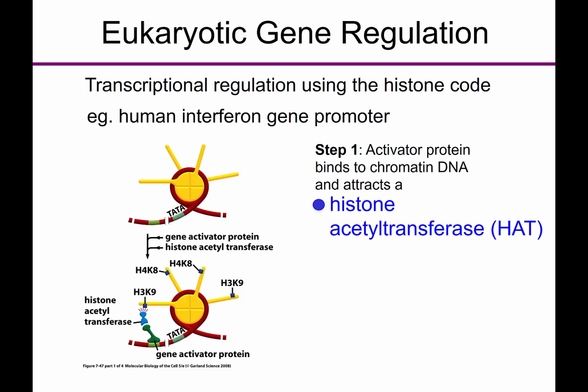But let's talk about a specific example. You should know this example as well. It's going to help you understand the general concept. We're looking at an example of transcriptional regulation using the histone code, and the specific example is for the human interferon gene promoter. The interferon gene is involved in inflammation and immunity, but that's not really the discussion here. The discussion here is the regulation.